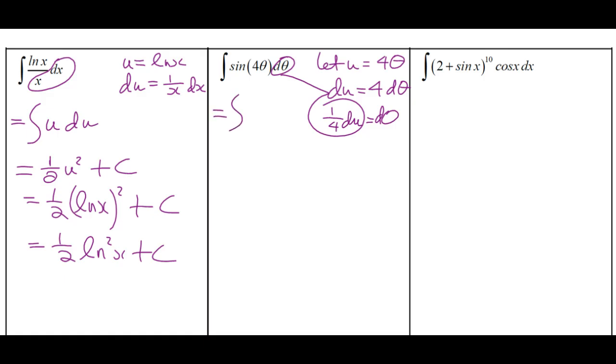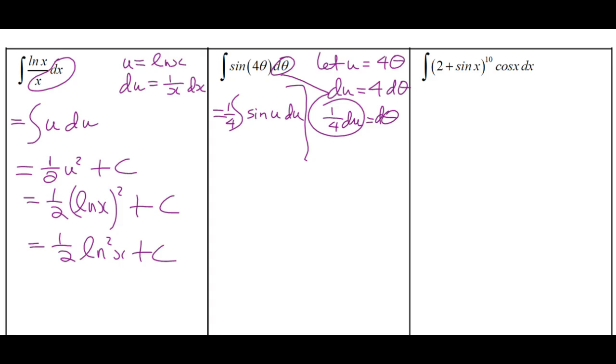So, integral, okay, sine. Okay, sine what? Sine u, right? So the 4 theta is replaced by u. The d theta is replaced by what? 1 quarter du. Okay, so the 1 quarter constant, I'm just going to start writing that out front. So I'm replacing d theta with 1 quarter du, the 1 quarter being constant, just gets written in front.